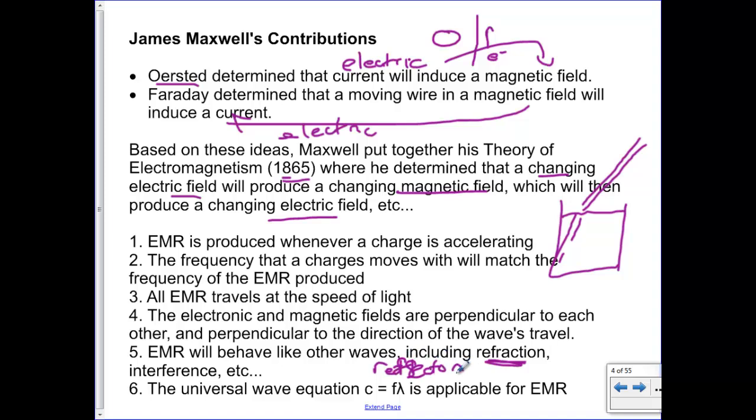Reflection. That's actually tomorrow's lesson, talking about how waves can reflect off of things. And then the last one, basically this formula is applicable for EMR, which we've kind of already been using.